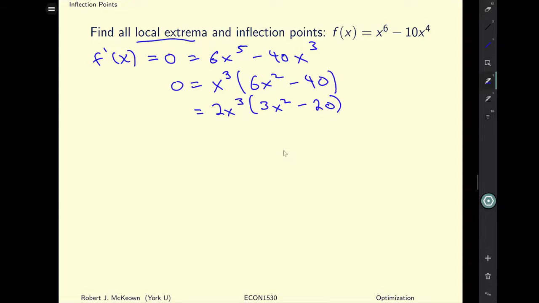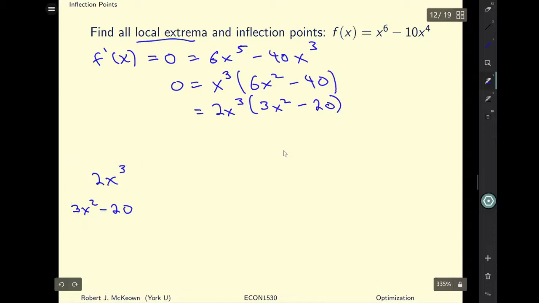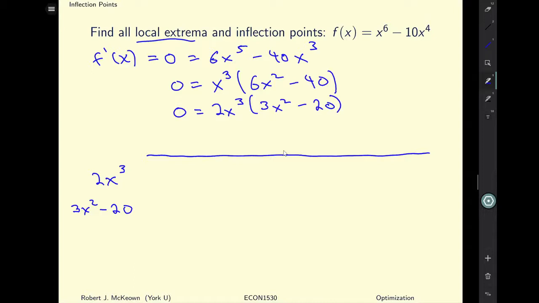Now I'm going to have to be a little bit careful here, but I'm going to write in the first column we've got 2x cubed, and we've got 3x squared minus 20. And I'm going to bring those down, give myself just a little more room. And I've got my real number line per usual. Now, remember this whole thing is equal to 0. So pretty clearly, if x is equal to 0, this whole thing on the right-hand side is going to be equal to 0.